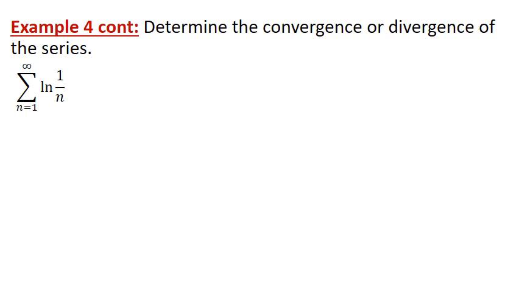Okay, let's look at the next example here. It might be helpful to rewrite this using properties of logarithms. So the natural log of 1 over n can be written as the natural log of n to the negative first power. Remember, we can take that exponent and move it in front, so this becomes the negative natural log of n.